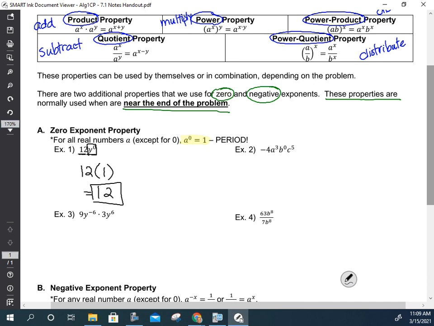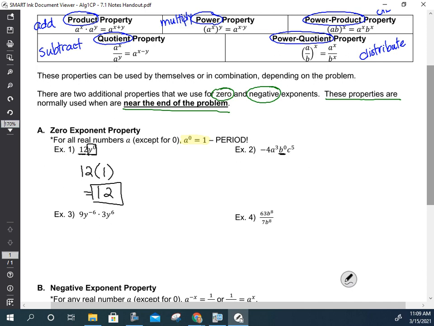All right, example 2. A to the 4, A to the 3rd, B to the 0, C to the 5th. What part has the 0 attached to it? The B does. Thank you, Alyssa. The B does.